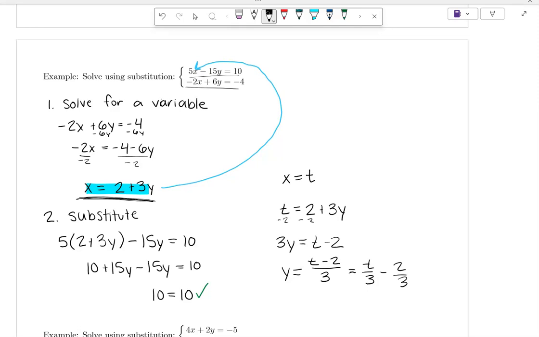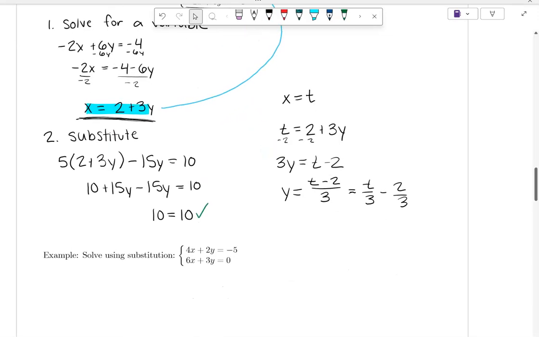But then we have that in terms of x and y. So we would write it exactly as we would write it if it was a whole number. So then you get t for x, and then for y you get t over 3 minus 2 over 3. And that's your answer.